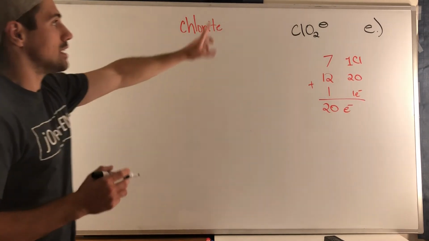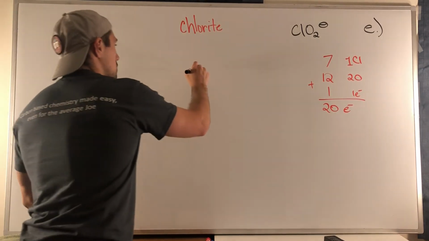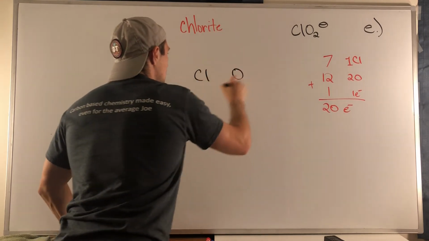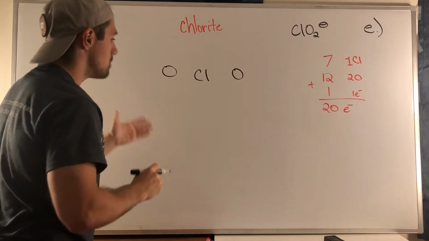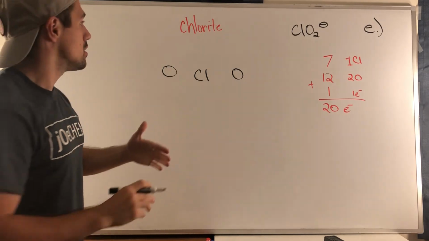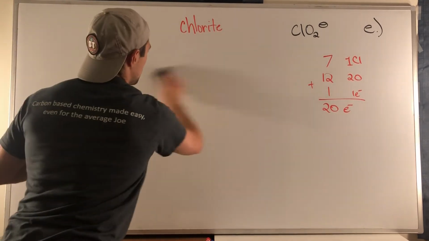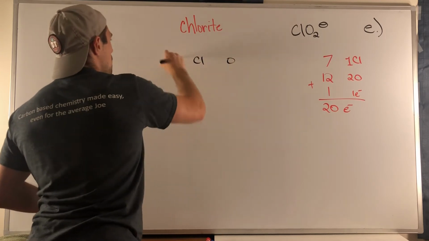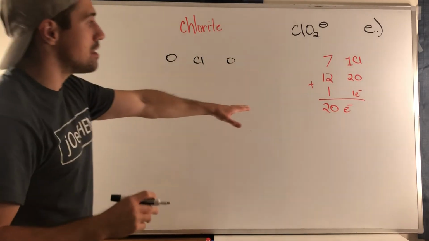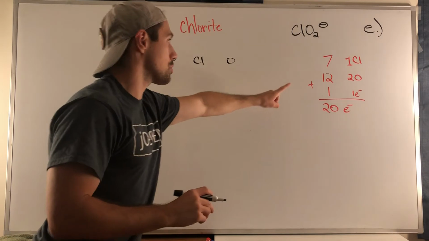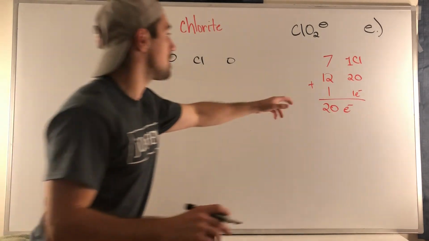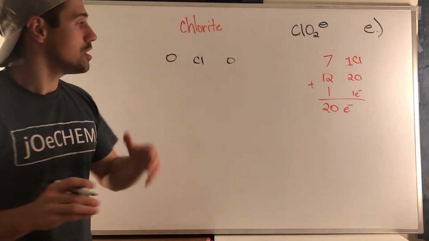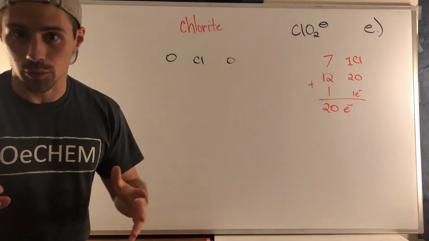So, if we look at chlorite, ClO2⁻, the skeletal structure looks like this, right? Chlorine's in the middle, and we have 2 oxygens. I'm going to give myself a little more room before I pigeonhole myself. Okay, so I did the math ahead of time, right? We get 7 electrons from chlorine, 12 because of 2 oxygens, and then 1 from the overall minus charge. So we have 20 electrons to work with.